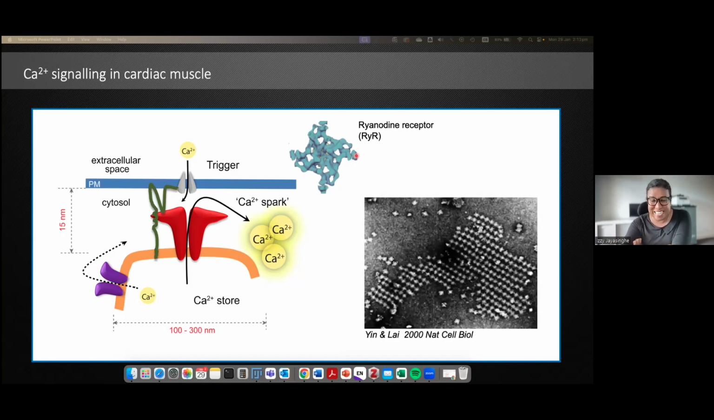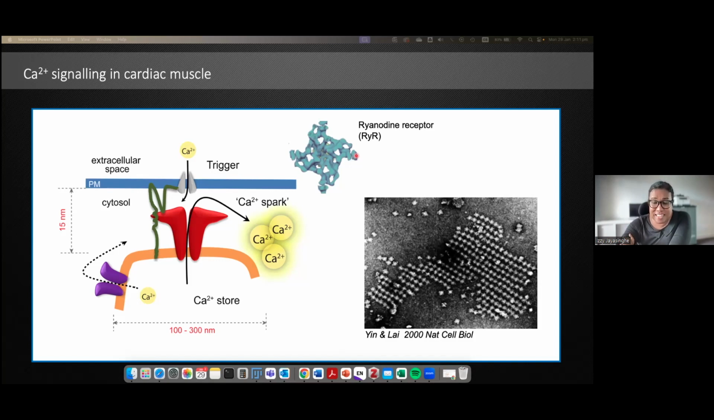Now, our early understanding came from early work done by biochemists who reconstituted these channels into lipid bilayers, and with EM characterized how they self-assembled into these clusters. But hopefully I will convince you with some of the images that I'll show that when we do in situ imaging, the organization is slightly different, and there's more complexity to that.